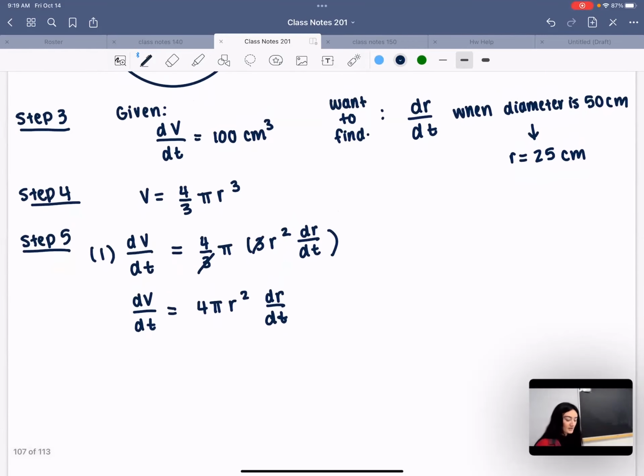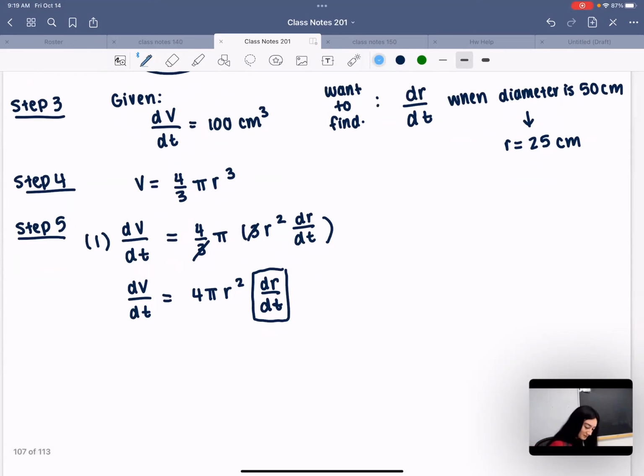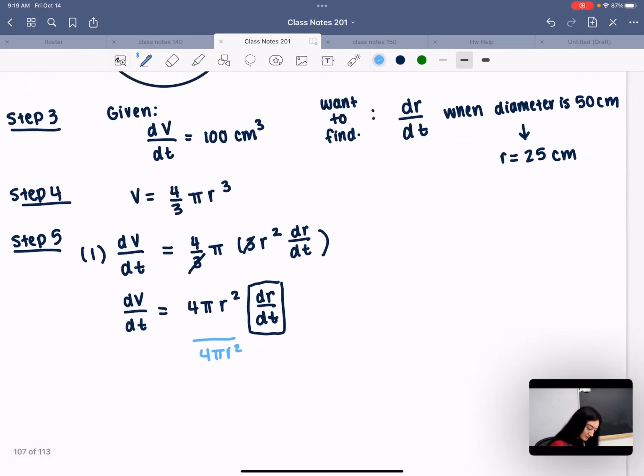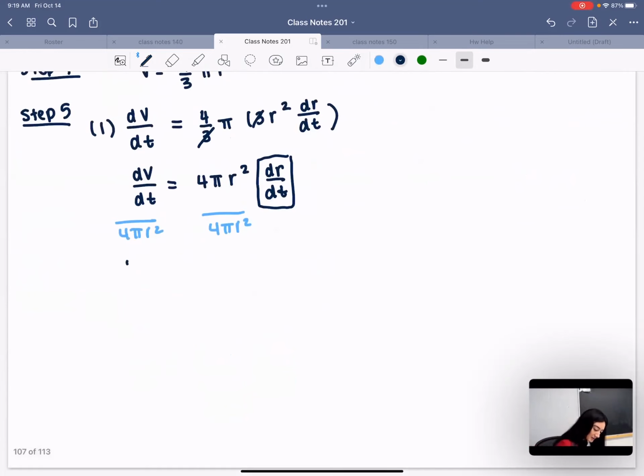Now what we want to find is dr dt, so maybe we should get dr dt by itself. How do I get dr dt by itself? Yeah, divide by 4 pi r squared on both sides. So on the left-hand side, I have 1 over 4 pi r squared dV dt equals dr over dt, which is what I want to find. So I solved my equation for what I wanted. Let's go to step 6.